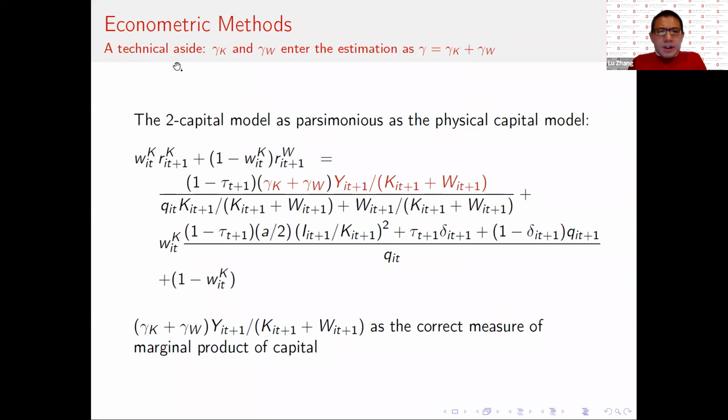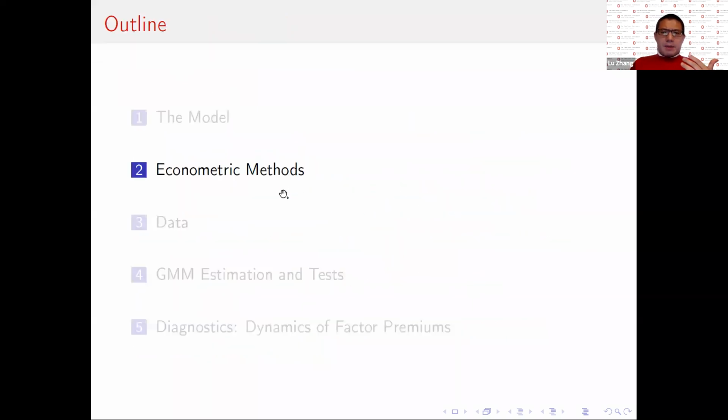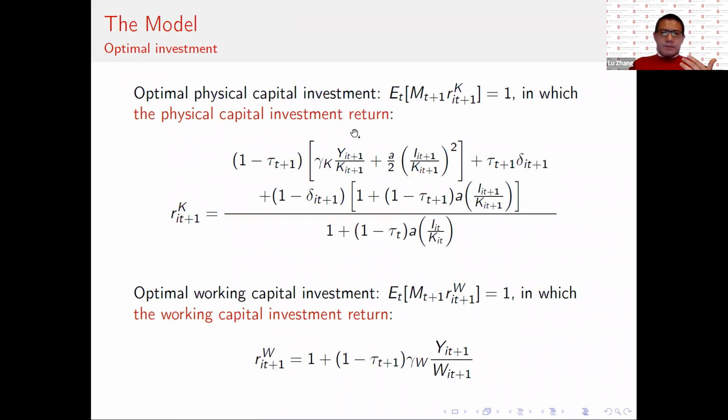So a technical point: the two curvature parameters, going back earlier, right? We're parameterizing the marginal product of physical capital as proportional to sales to physical capital, gamma K times Y over K, all right? And then we are parameterizing the marginal product of working capital as proportional to sales to working capital. And the proportionality parameter is gamma W.